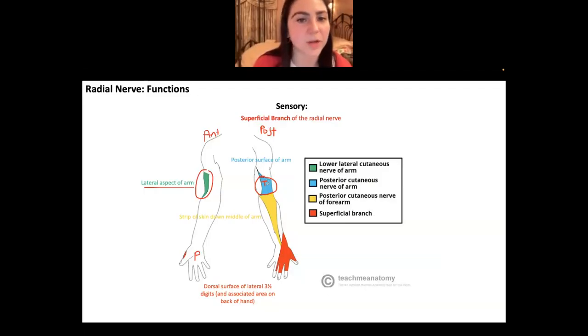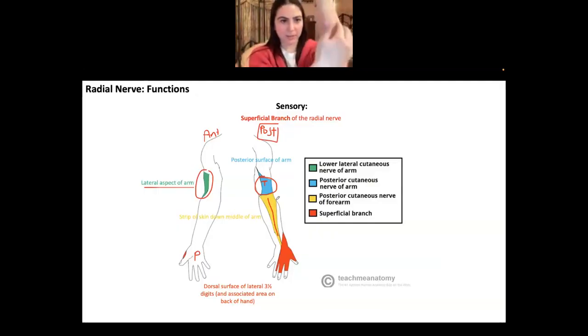So here's the posterior surface of the arm where the tricep muscle is. Then it does a strip of skin down the middle of the arm, but on the back. So remember, on the back here, like right here. Here's the back of my hand, right here. It does a strip of skin right down the back. So that's the radial nerve.